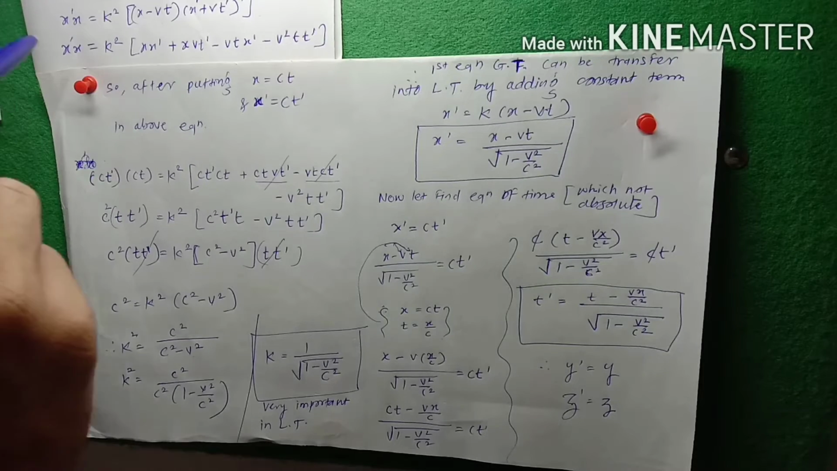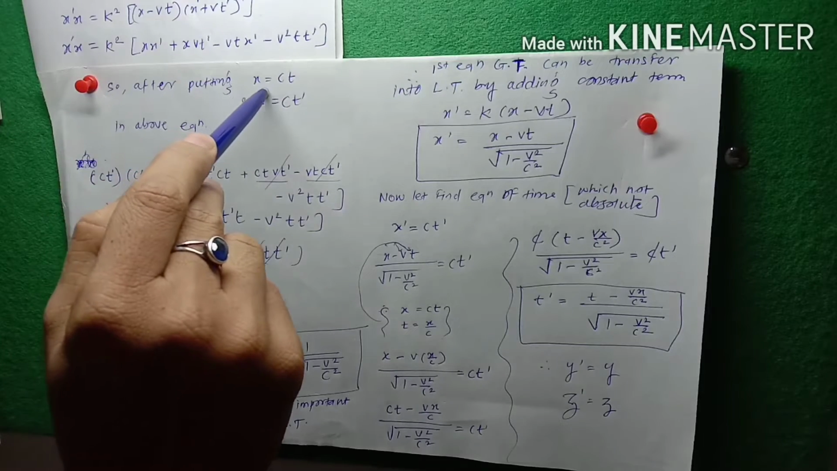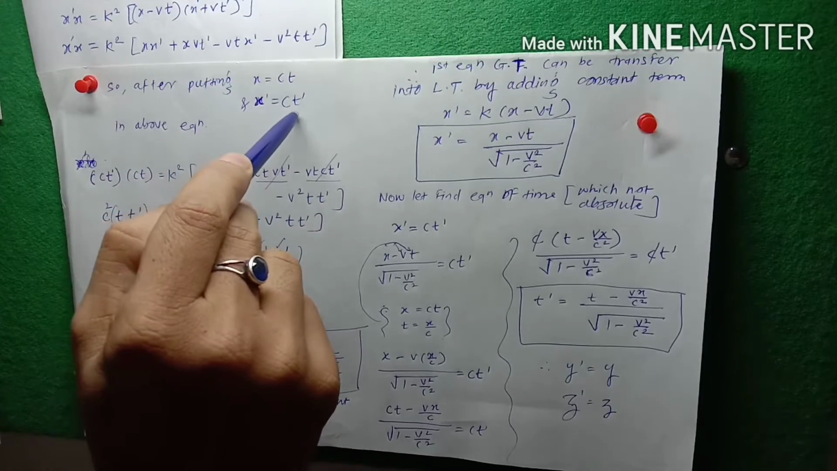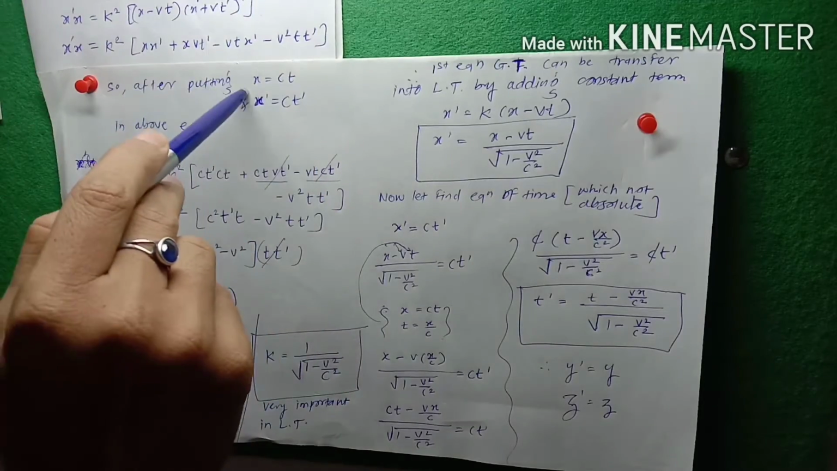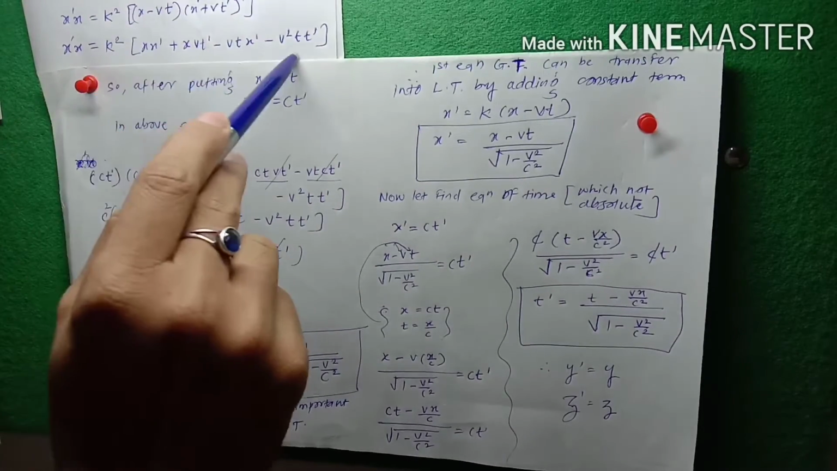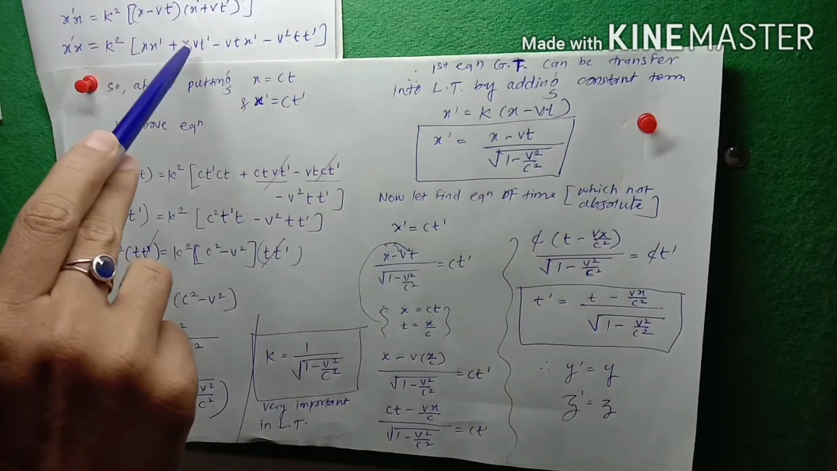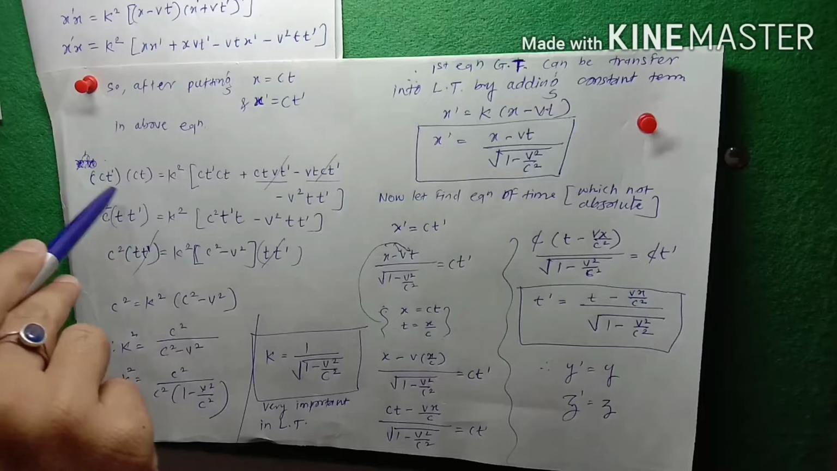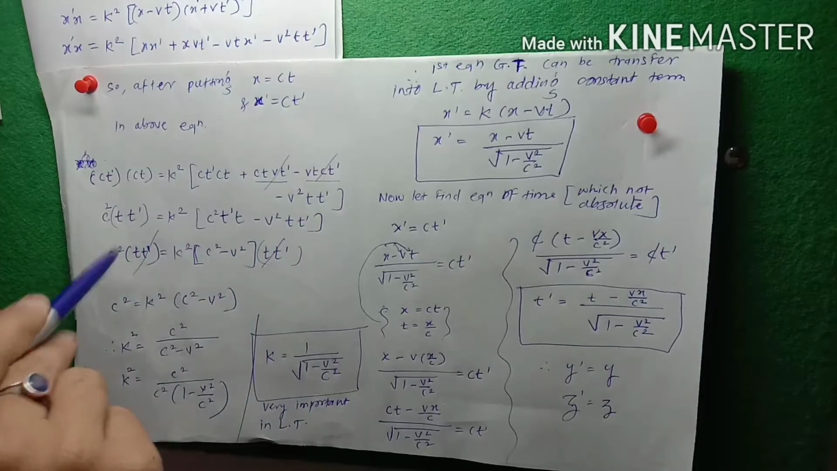So now after this equation, we will put the value of x equal to ct and x dash equal to ct dash, which we have seen below the diagram. We will substitute these two values in this equation. So when you substitute on the left hand side and the right hand side, we will get this, and the common term will be cancelled.